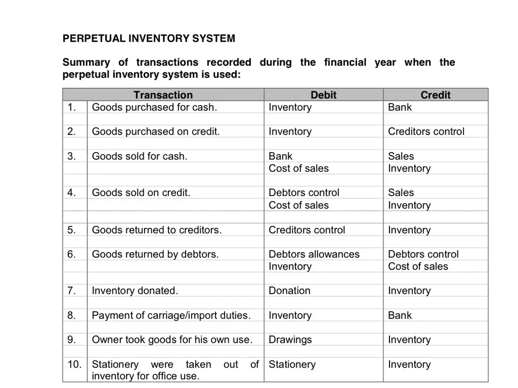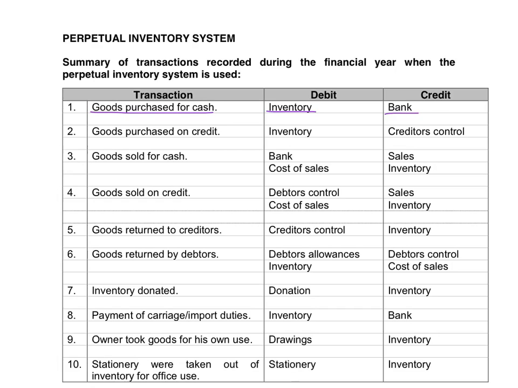Good morning. We will pay attention to the perpetual inventory system today and determine how the different transactions are recorded when the perpetual inventory system is used. If goods are purchased for cash, it means that we will increase inventory, because in the perpetual inventory system you use an inventory account the whole year and any movement of your inventory is recorded in this inventory account. And the bank account will be credited to reduce the amount of money in the bank.